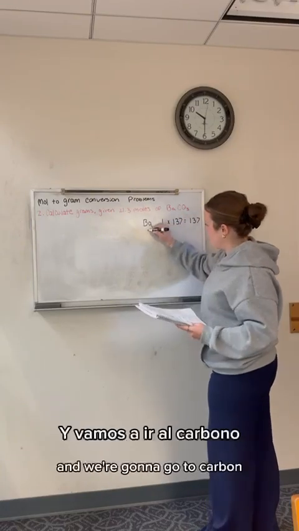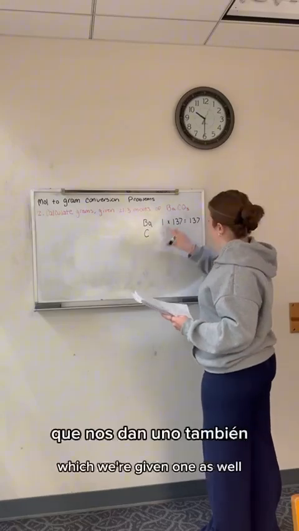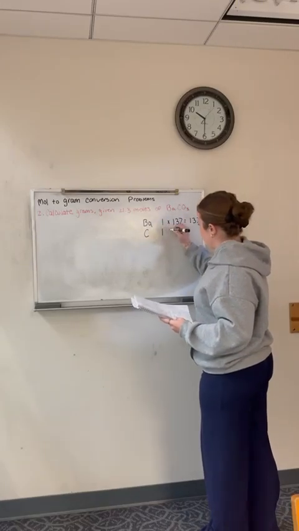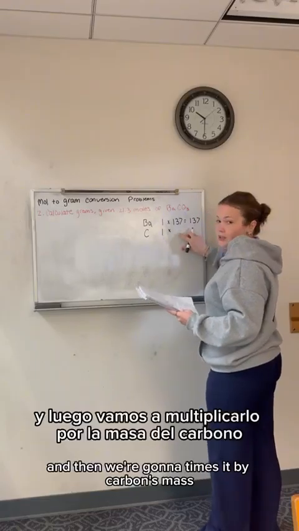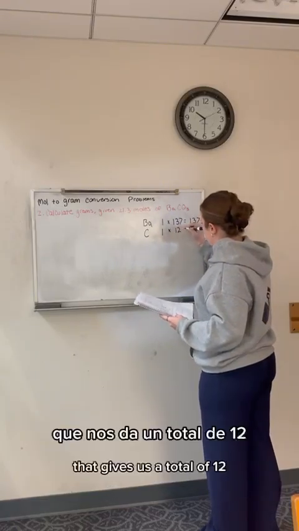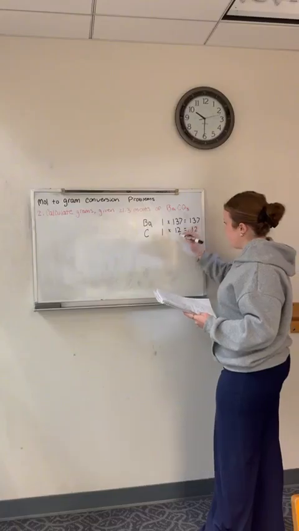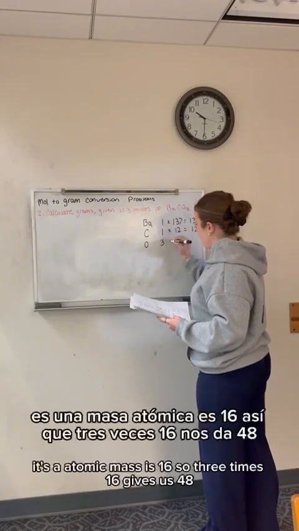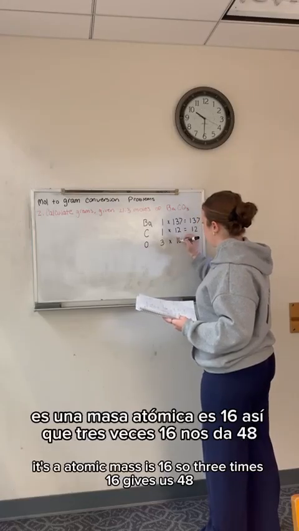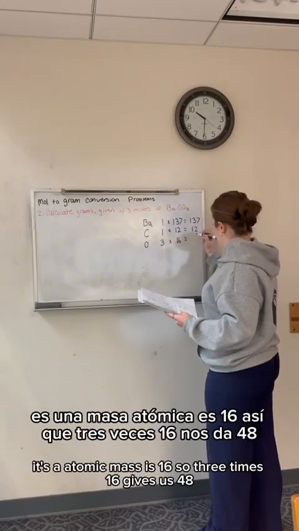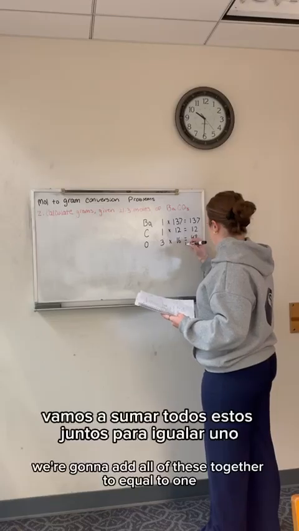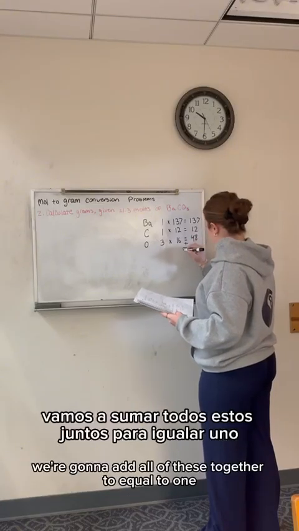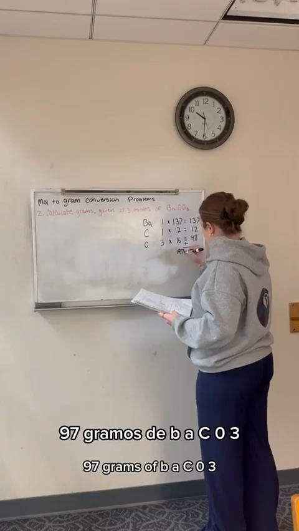And we're going to go to carbon, which we're given 1 as well. And then we're going to multiply it by carbon's mass, which is 12. That gives us a total of 12. And then we're going to do oxygen, which we are given 3 oxygen. Its atomic mass is 16. So 3 times 16 gives us 48. We're going to add all of these together to equal 197 grams of BaCO3.